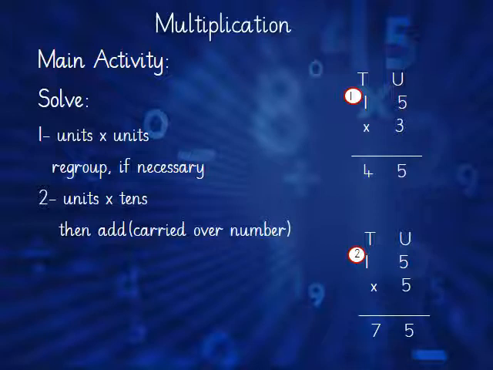Moving towards the next step, 5 multiplied by 1 is equal to 5. Add the carried over number to 5, and it makes 7 at tens place within the answer. In this way, our answer for 15 multiplied by 5 is 75.